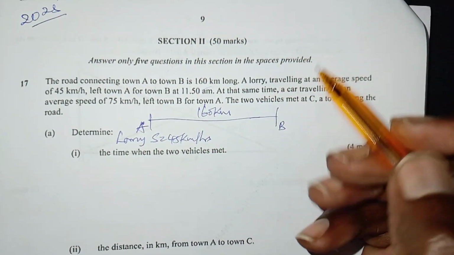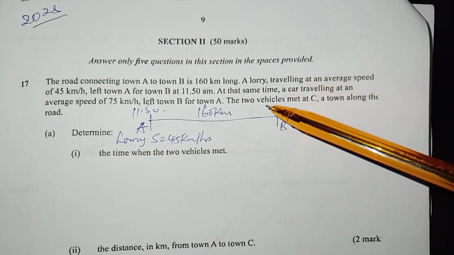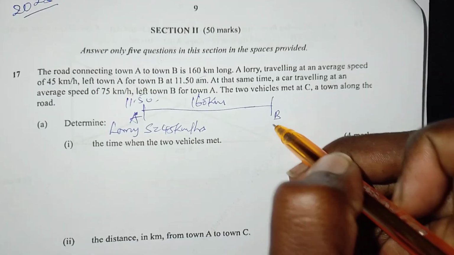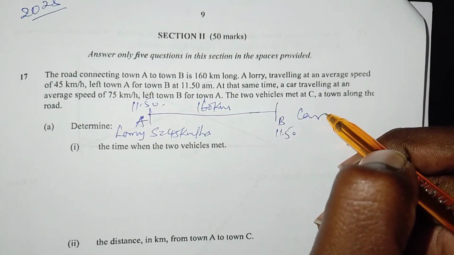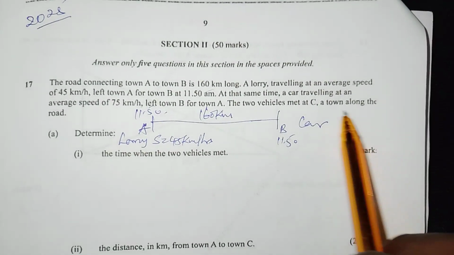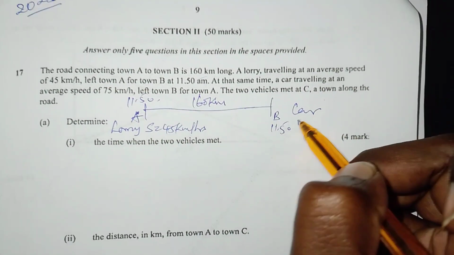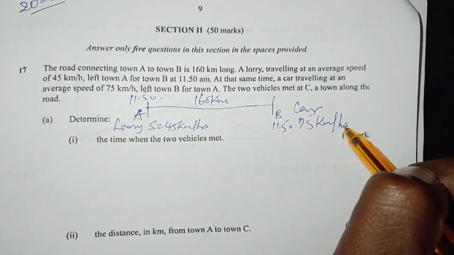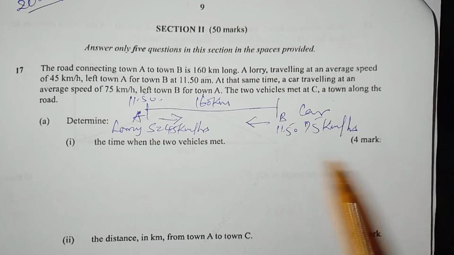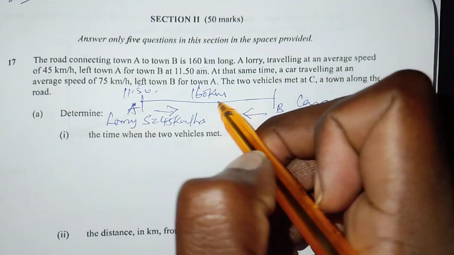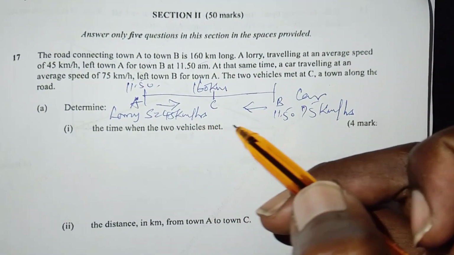For town B at 11:50 a.m. It left this town at 11:50. At the same time, so at the same time it means 11:50 also, a car left town B, a car traveling at average speed of 75 kilometers per hour left town B for A. So the two vehicles are coming to meet. The two vehicles meet at C along the road. Determine the time when the two vehicles meet.